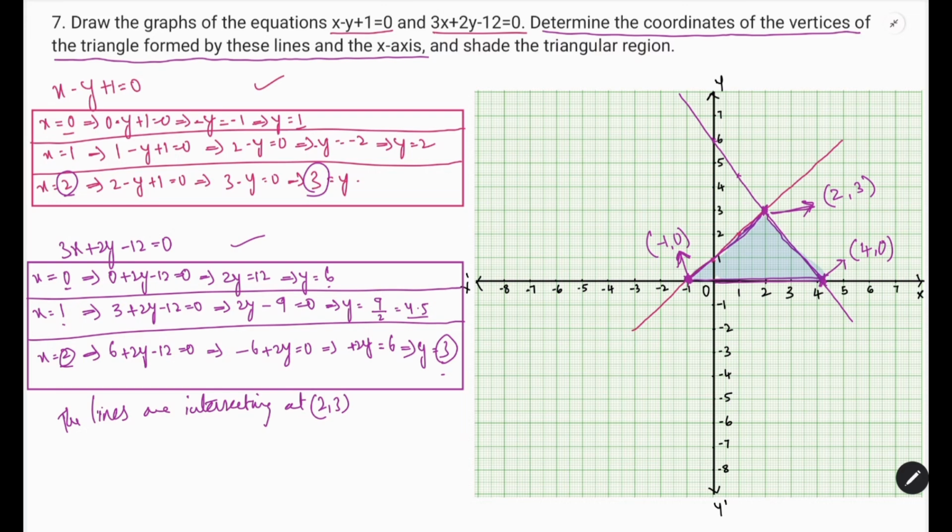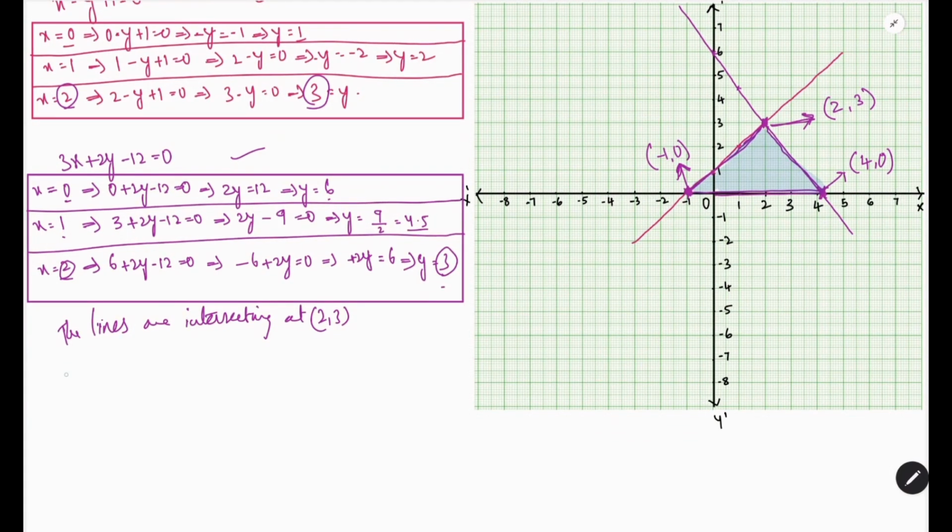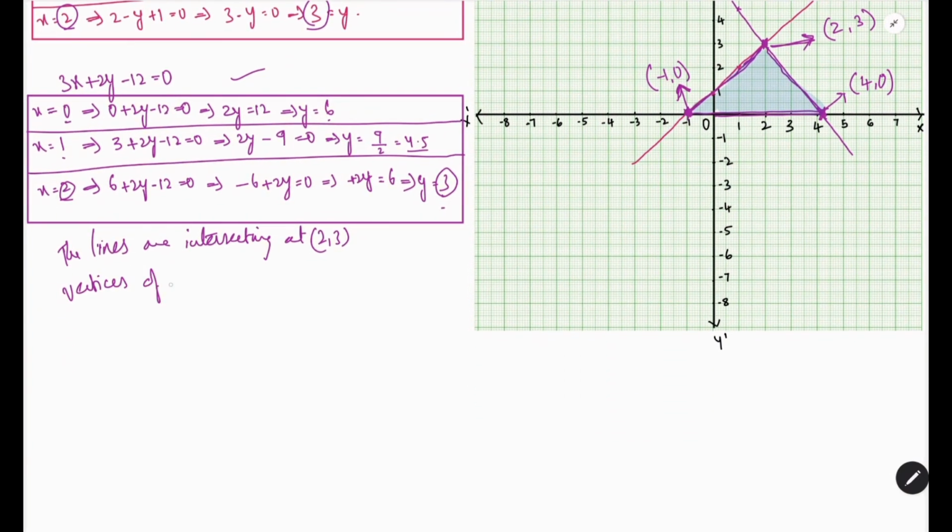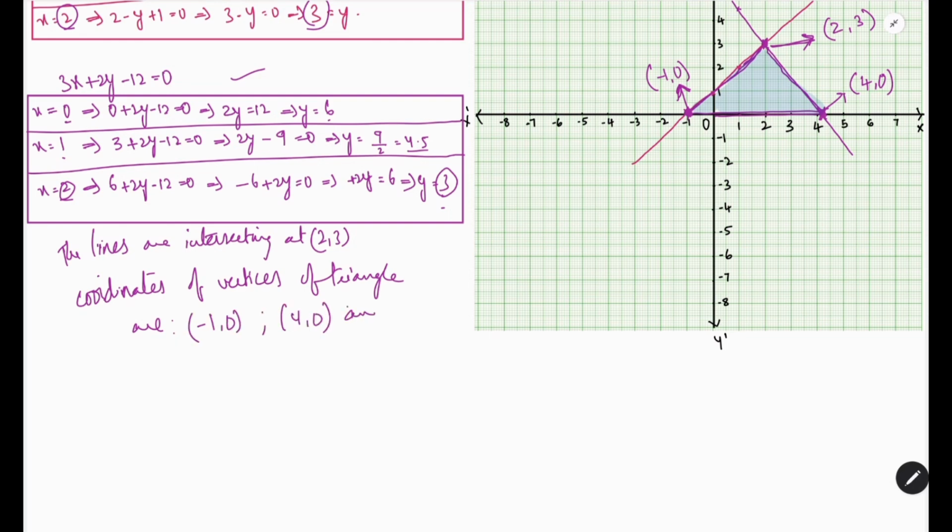Now the coordinates of vertices of the triangle are -1, 0, 4, 0 and 2, 3.